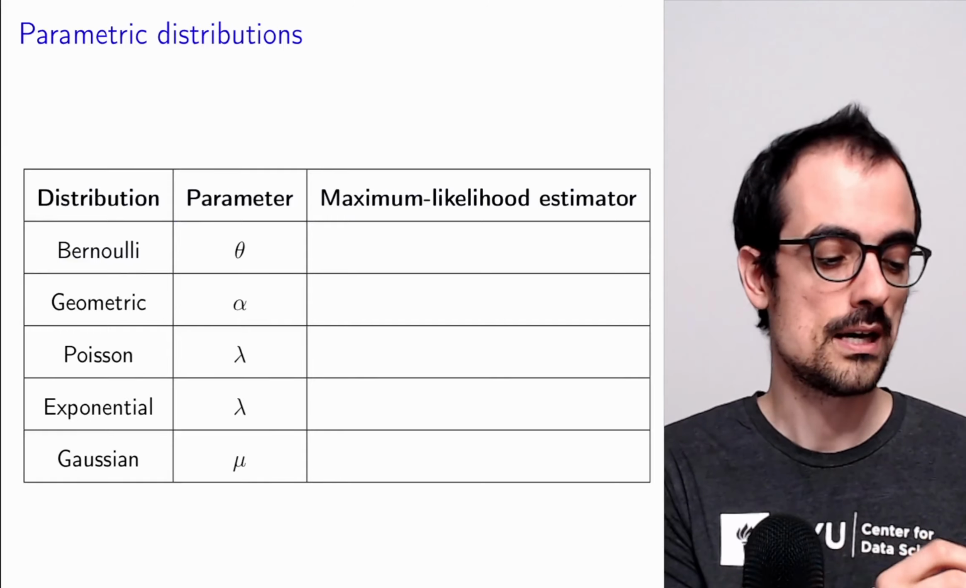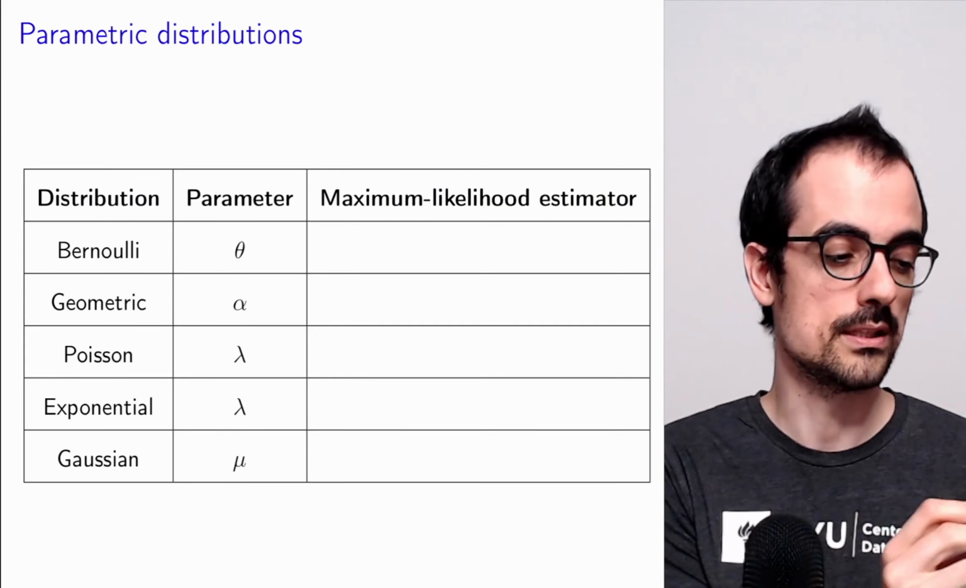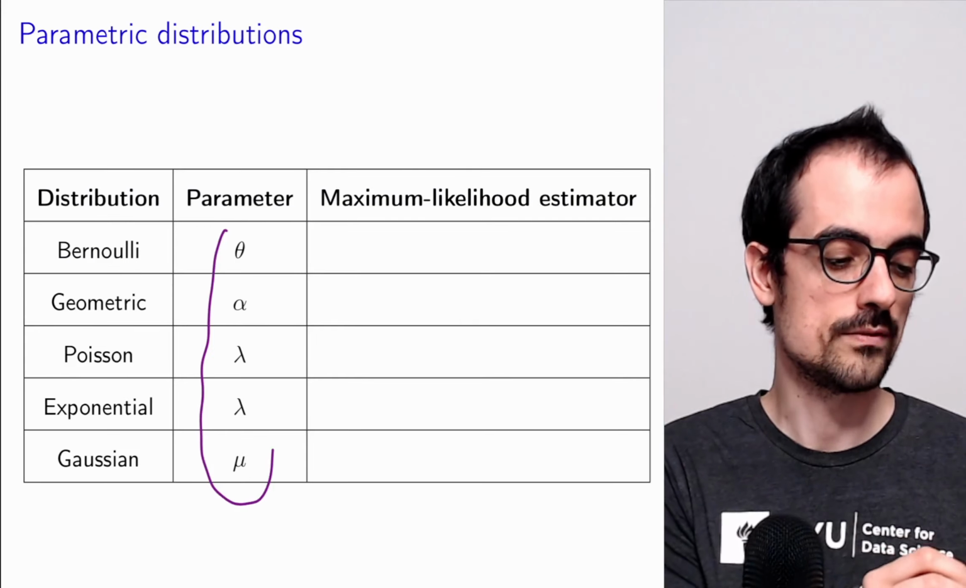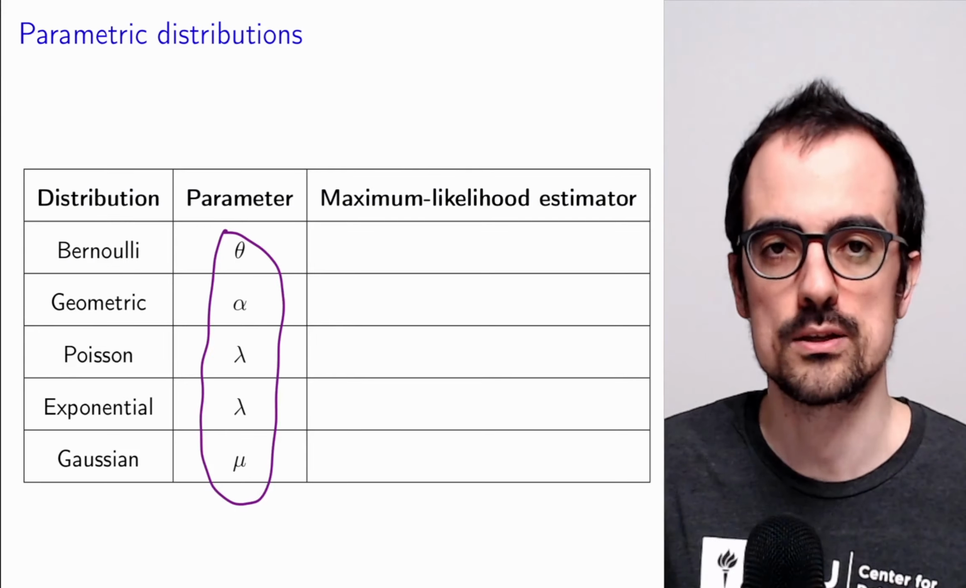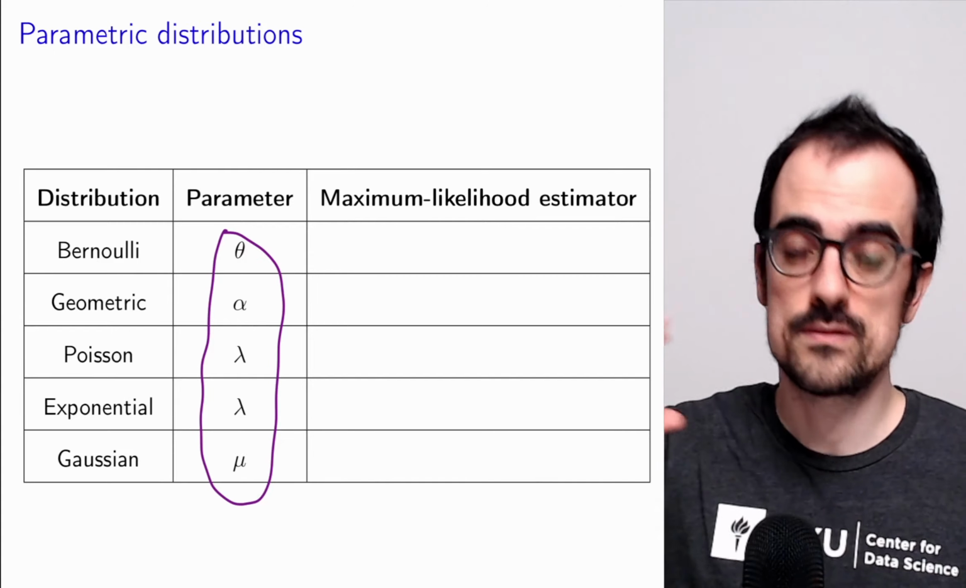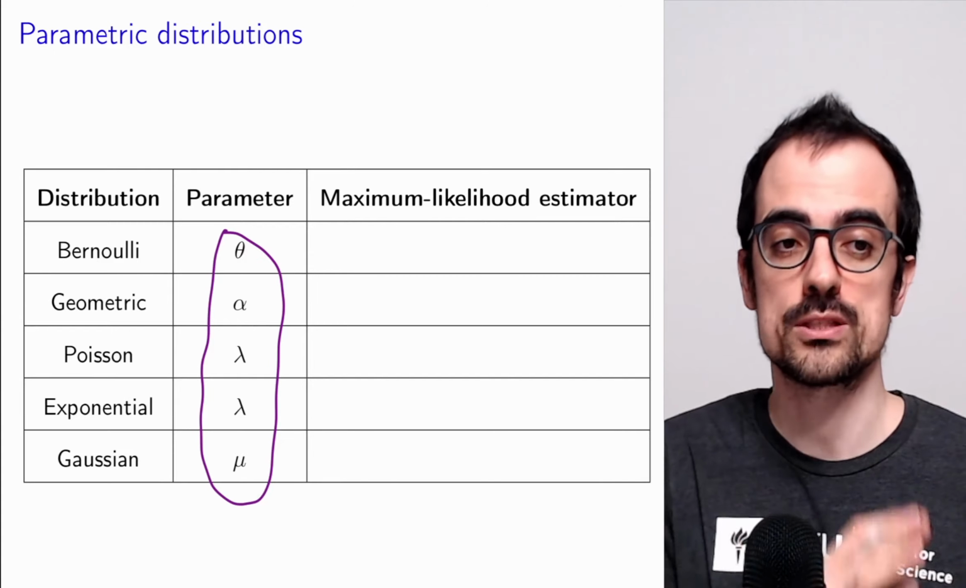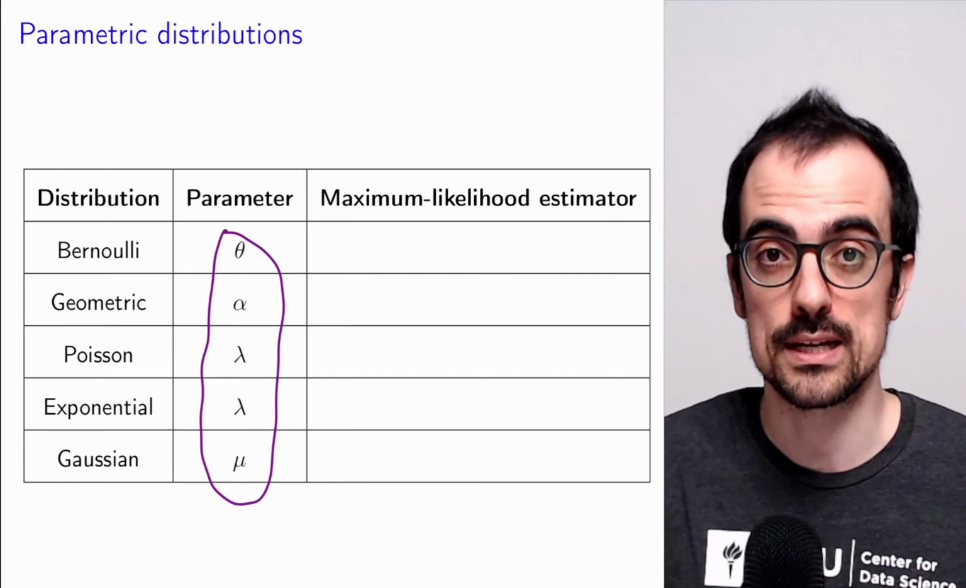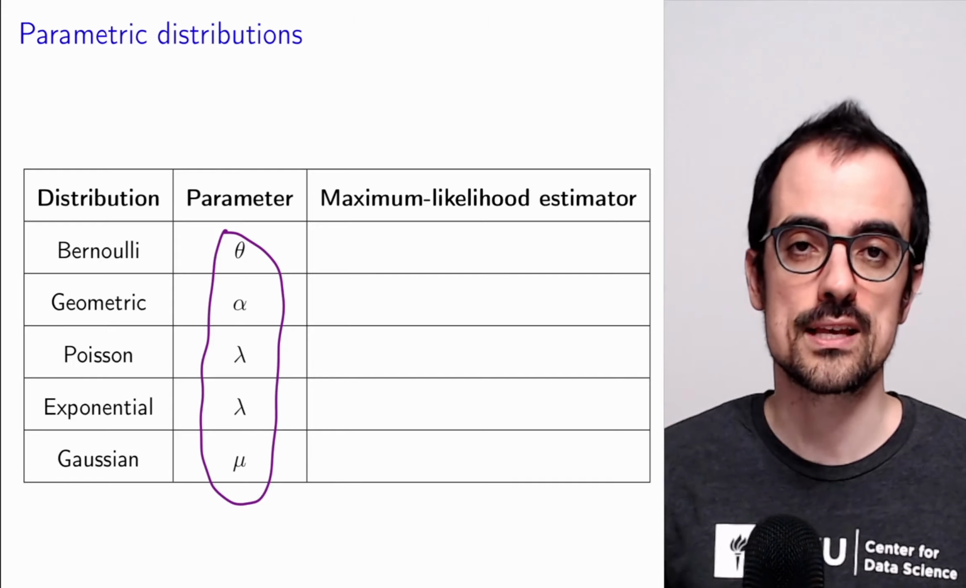So here I'm showing you the different parameters of these distributions. For the Gaussian, I'm only showing you the mean parameter. So we have a couple of videos on how to estimate the parameters of such distributions using maximum likelihood estimation. So you can go check them out.